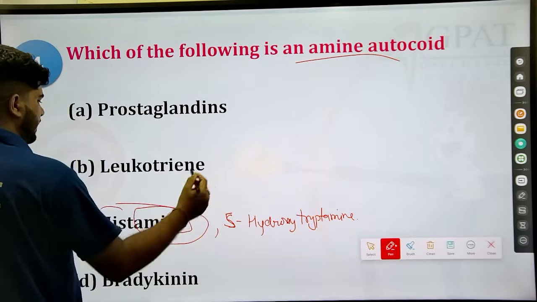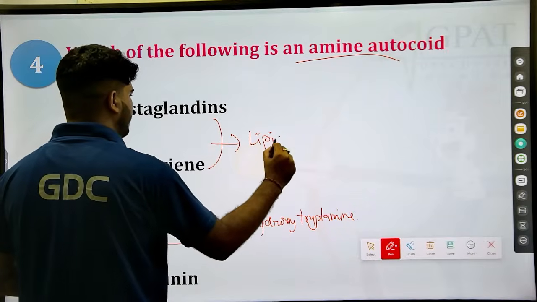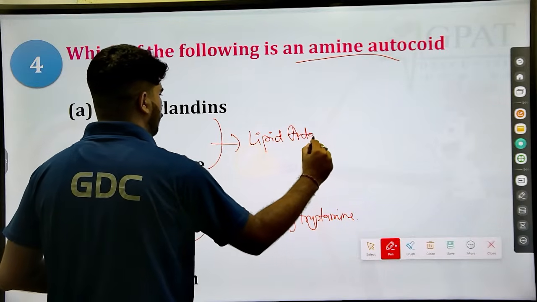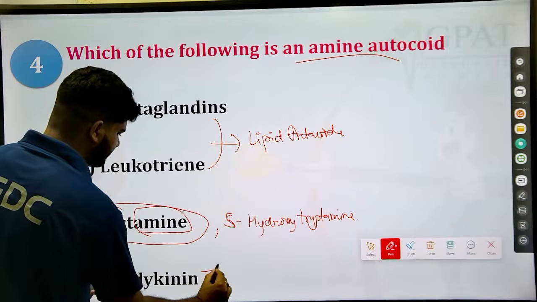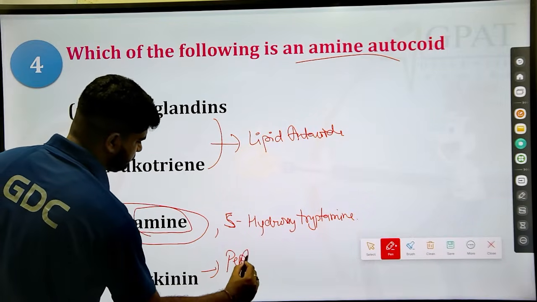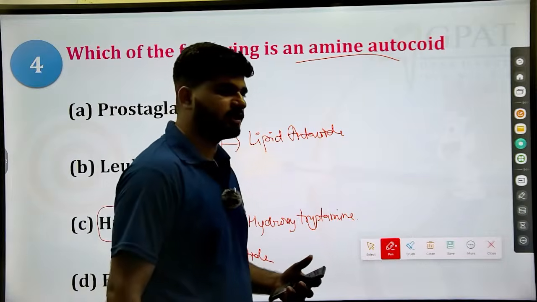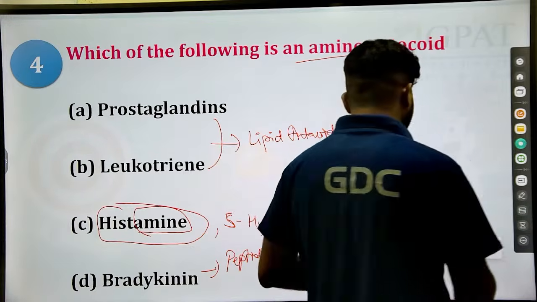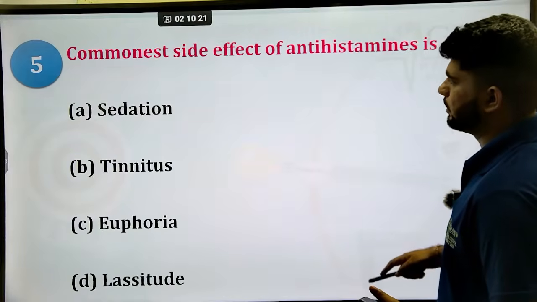If I talk about prostaglandins as well as leukotrienes, these are considered to be your lipid autocoids. Bradykinin is considered to be a peptide. Bradykinin and kallidin are the ones considered to be peptide autocoids. Okay, chalo. Histamine is going to be the correct answer.